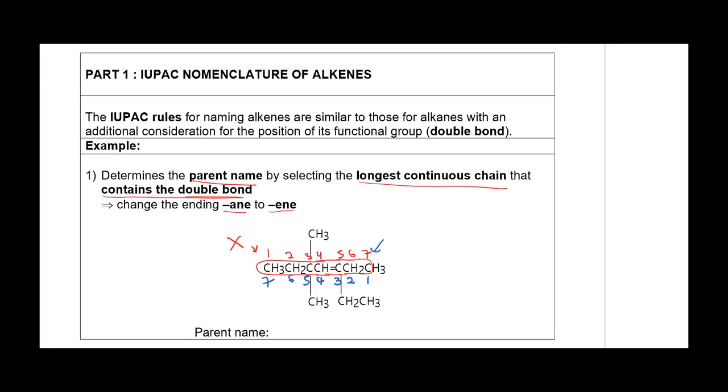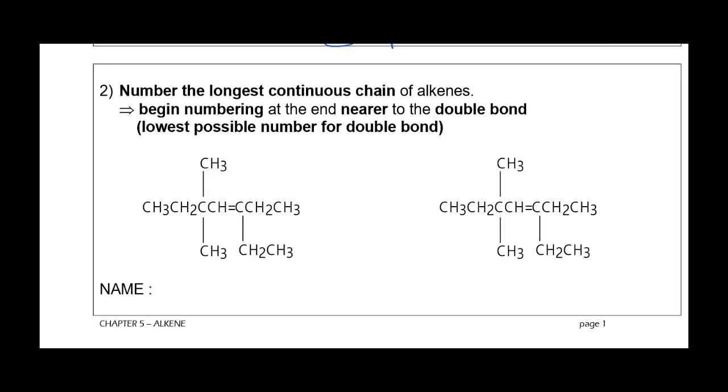So we need to take the lowest value for the carbon-carbon double bond. So the parent name will be 3-heptene. So number 3 is the indication, the location of the carbon-carbon double bond. Okay, next. As I mentioned just now, when you want to give numbers, we need to begin numbering at the end near the carbon-carbon double bond because the functional group needs to get the lowest number. The first priority is the lowest number at the functional group, then the lowest number at the substituent.